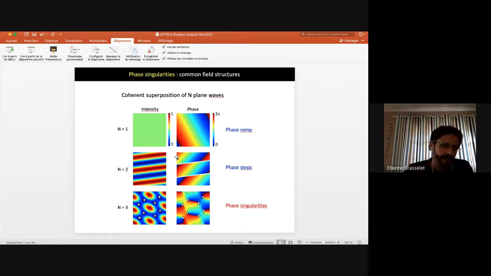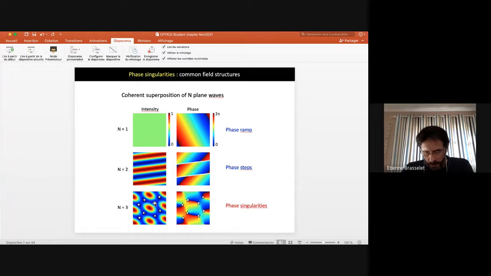In a complex world, this means that the phase has suffered a pi jump to get the minus sign. And this pi jump corresponds to a phase step. If you add now one more wave, you will have this kind of interference pattern, like hot spots, and at the same time some dark spots here in dark blue.